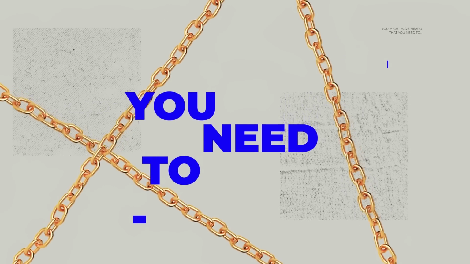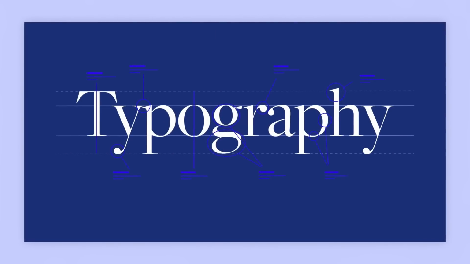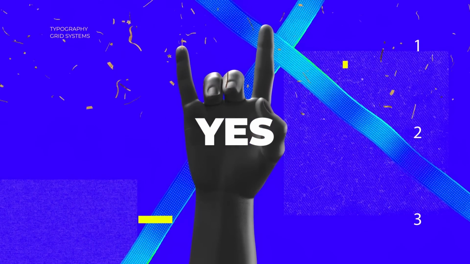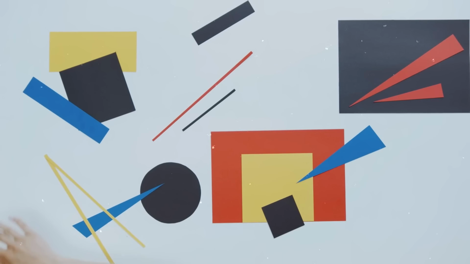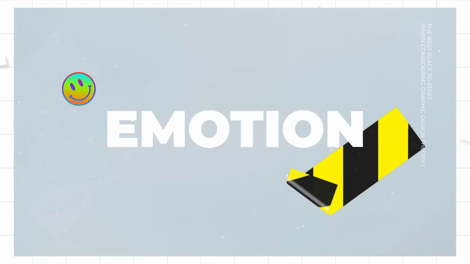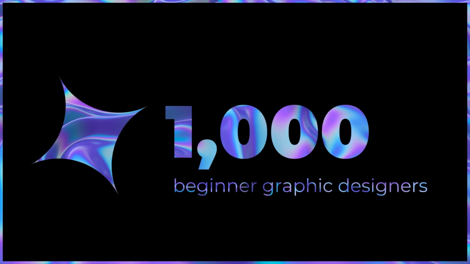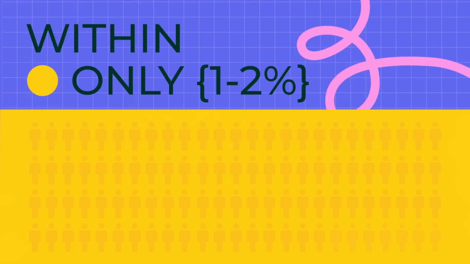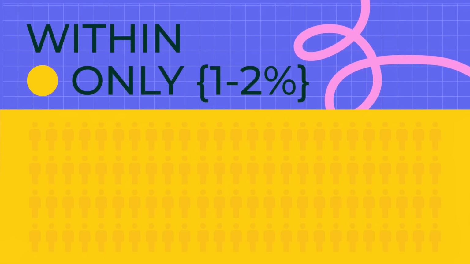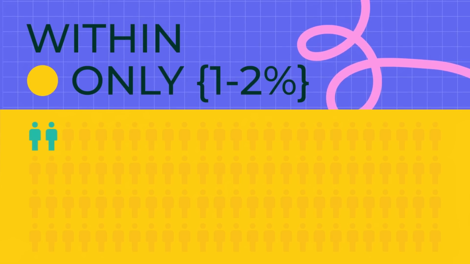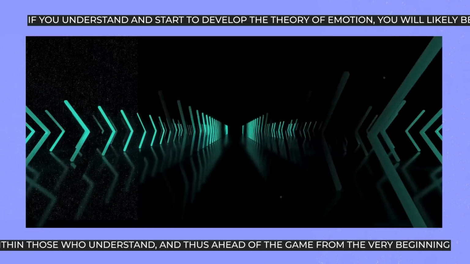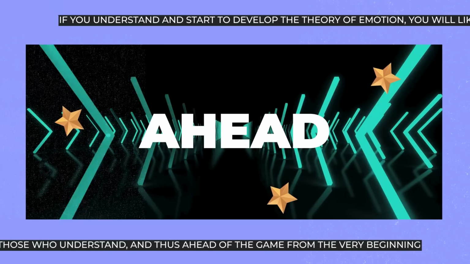You might have heard that you need to first study typography theory or something like grid systems or alignment. While these are important and useful, yes, I think the best place to start when considering graphic design theory is emotion. Let's say there are 1,000 beginner graphic designers, all with an eagerness and a passion to excel in this industry. If you understand and start to develop the theory of emotion as I'm about to explain, you will likely be in a 1 to 2% group of those first 1,000 designers who actually understand this stuff, and thus you're going to be ahead of the game from the very beginning.